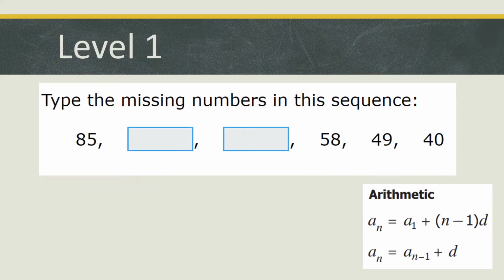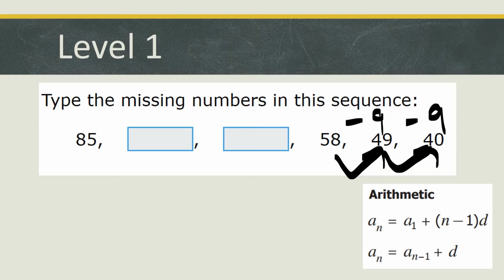In this first example, I'm not even going to use any formulas because when I look at this and this, I have a common difference. So to go from 58 to 49 is minus how much? Well, it's minus 9. To go from 49 to 40 is also minus 9. And so what that tells me is, since we're dealing with arithmetic sequence, I have a common difference. I'm going to keep going down.